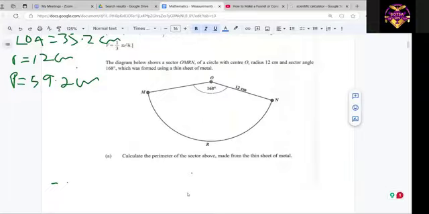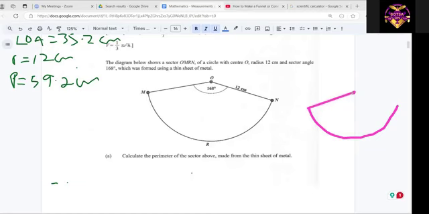I am going to sketch this diagram on the side. I'll put the center somewhere around here. This is O, this is M, this is N. We have R below. We have 160 degrees there. 12 cm. Oh no, it's not 12 cm.